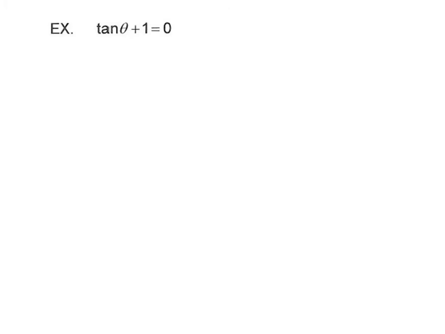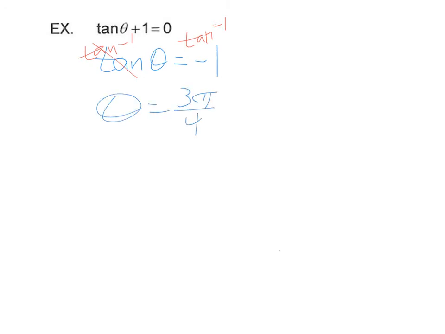Tangent theta plus 1 equals 0. So let's subtract 1 from both sides, and we'll have tangent theta equals negative 1. And to get rid of tangent, we would use the inverse tangent. So now we're looking on the circle to find all of the places that tangent equals negative 1. And that happens at 3 pi over 4 and at 7 pi over 4. So that's the solution to the equation.